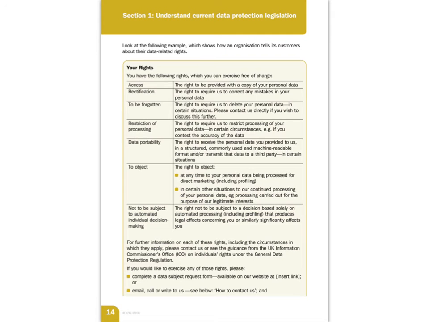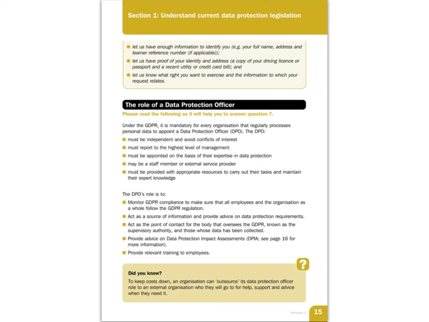Here is a case study, if you like, of how an organisation would tell their customers about their data. You have to follow related rights. You give a list of rights, how to exercise them, and where you can get further information. It's just really an example showing you what that can actually look like within an organisation itself. And every organisation should have something along these lines.